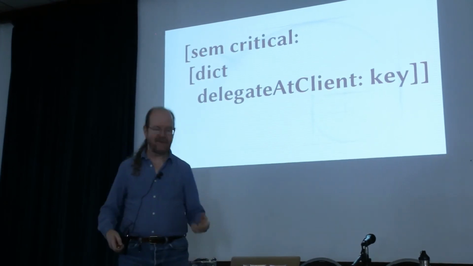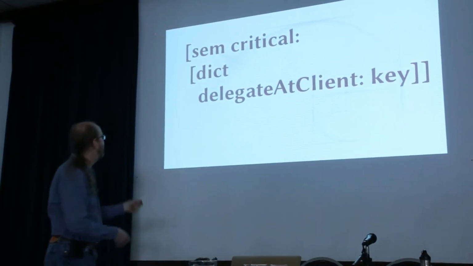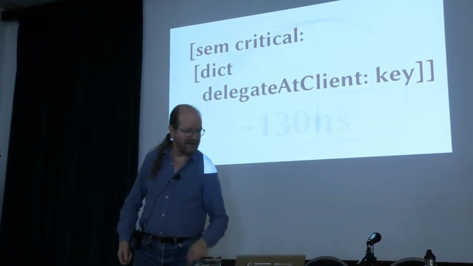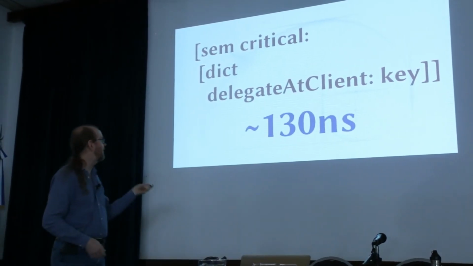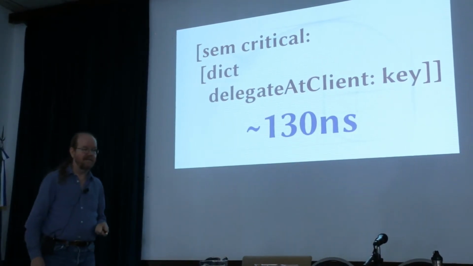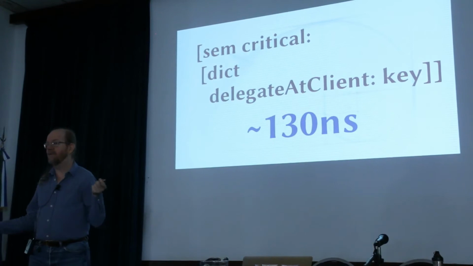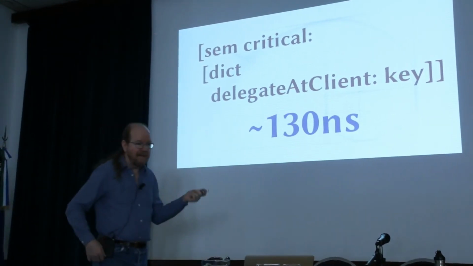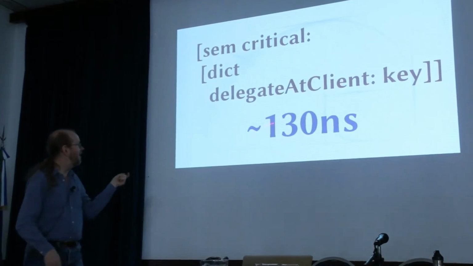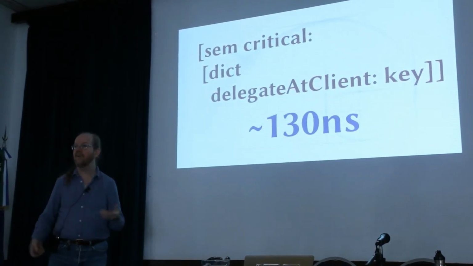So what if I do use a semaphore? Okay, so now I've wrapped it in a semaphore critical and test that. So how long does that take? Okay, well, that takes 130 nanoseconds. So that's more than 3 times as long. And there's 20 nanoseconds that came from I have no idea where, but there is. So the question is now, is 130 nanoseconds too slow for this application?